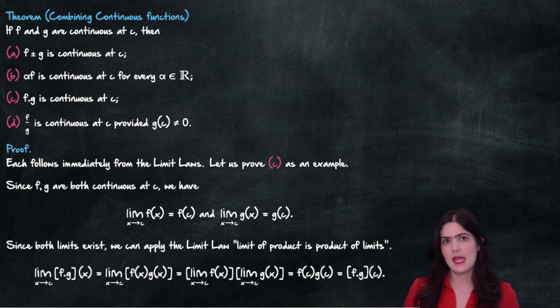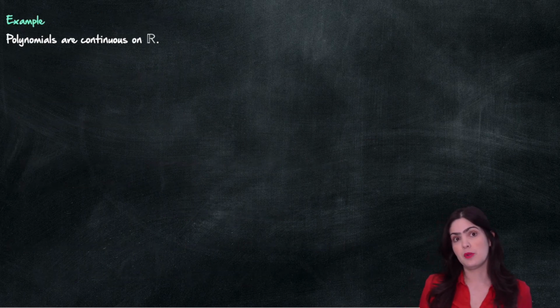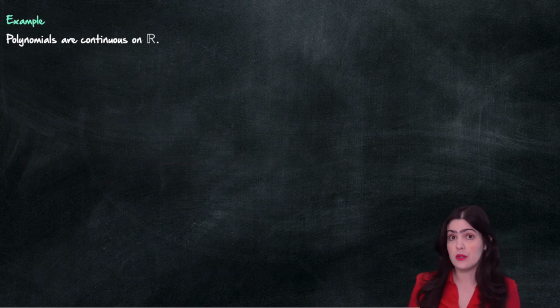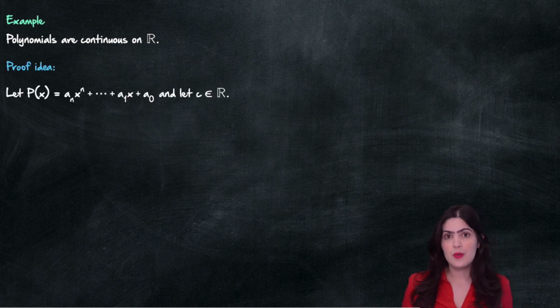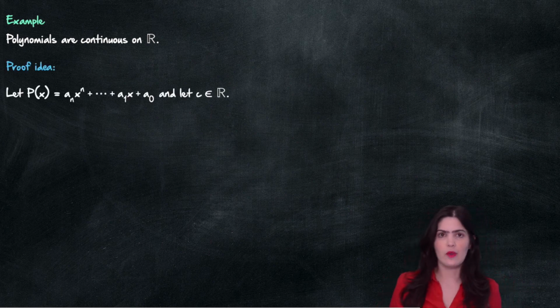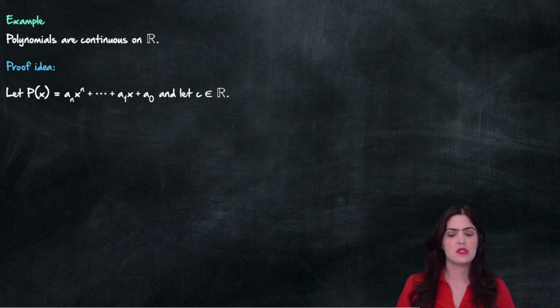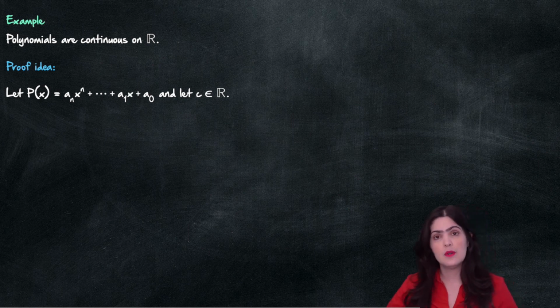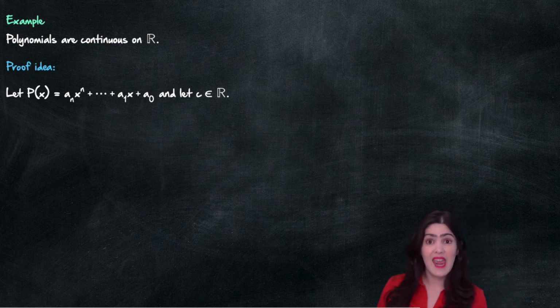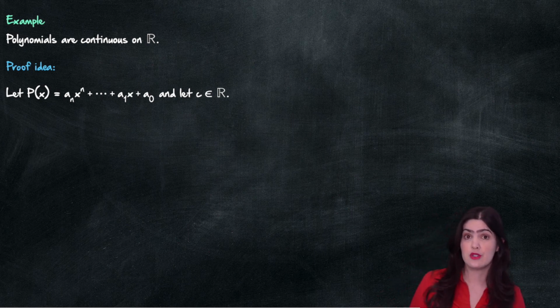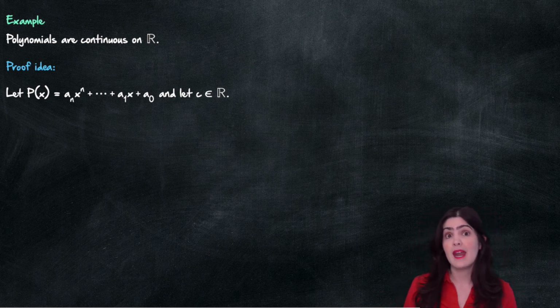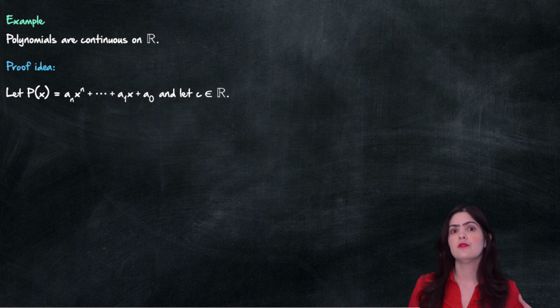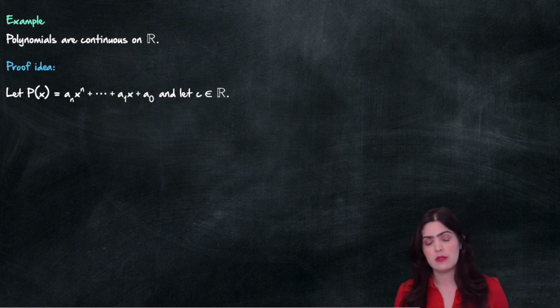Using these, we can, as I said, create many continuous functions. A very nice example is that polynomials are continuous on R. How do we do that? Well, first of all, we have a polynomial p of x, which is written as a_n x^n plus and so on, plus a_1 x plus a_0, and we're going to fix c to be any real number, because we want to prove that it's continuous on R, so it has to be continuous at every c in the real numbers.